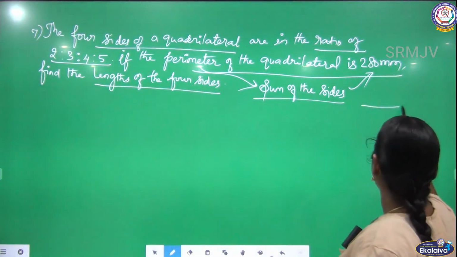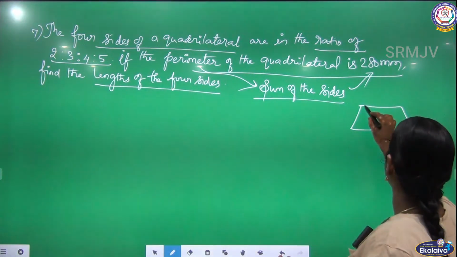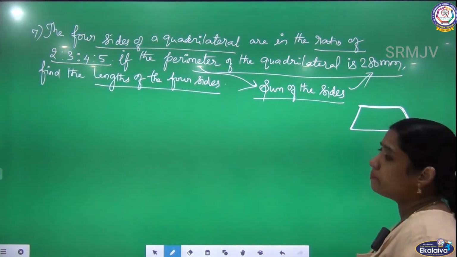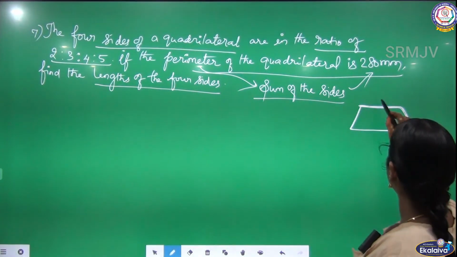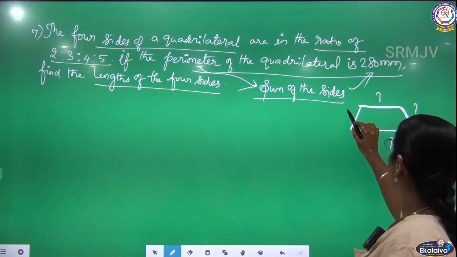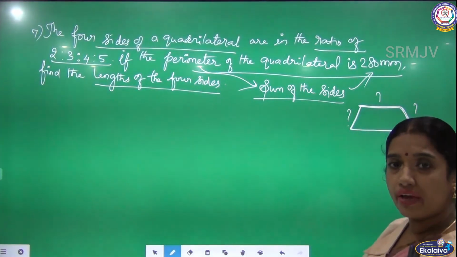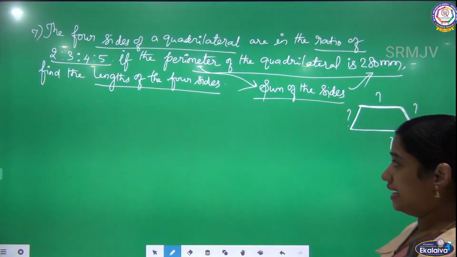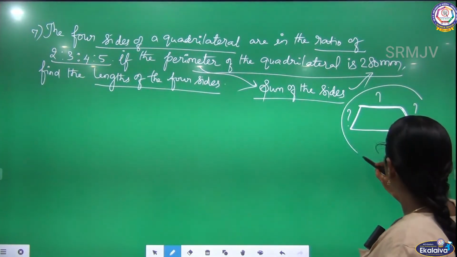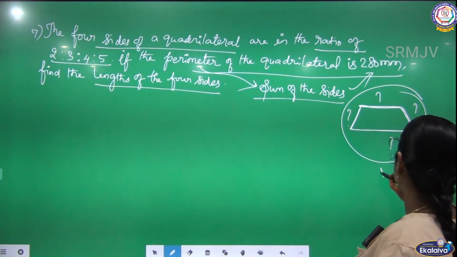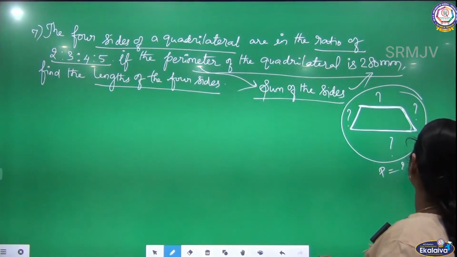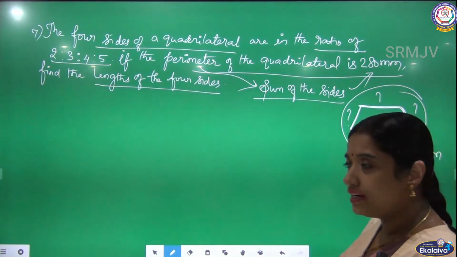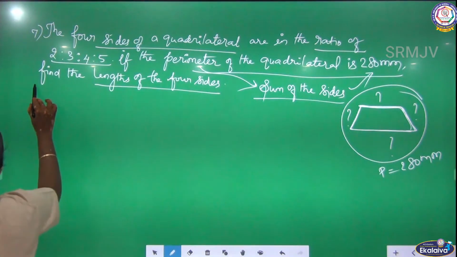See, this is your quadrilateral shape, and you have to find these 4 sides. They are given the ratios. From the ratio, I am going to find the length of the sides. As well, they are given the perimeter, which is 280 millimeter. Got it? Shall I move on to the sum? Listen.